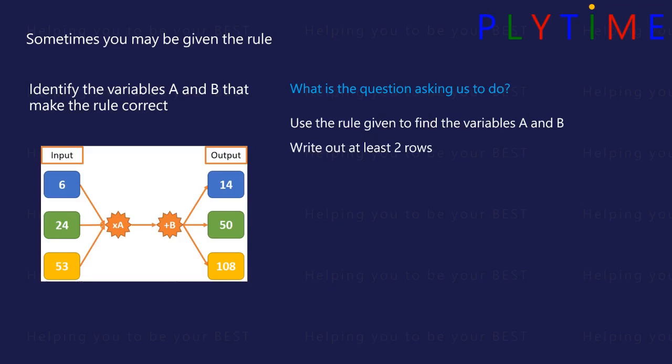So 6 times A plus B equals 14. And 24 times A plus B equals 50. Now let's find B on its own. So B, we need to take away 6 times A from both sides. B equals 14 minus 6 times A.